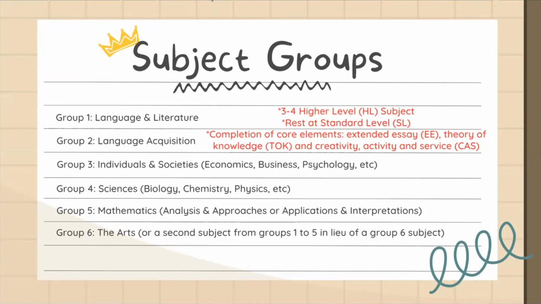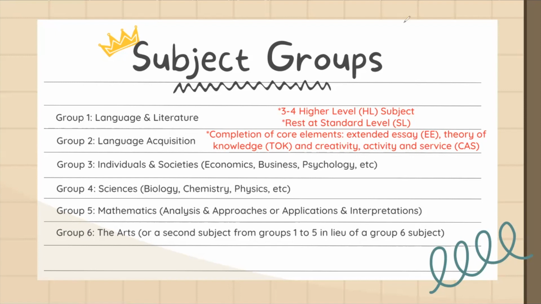So the first group is language and literature, which is basically English. That's a subject that all of you will be required to take. The next subject group is language acquisition. You'll have to take one foreign language in addition to English. So this depends entirely on what language your school provides.